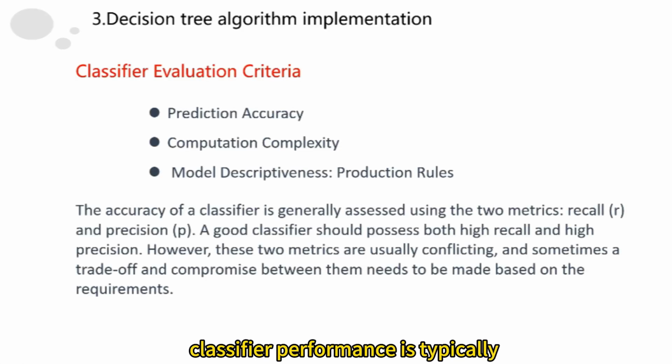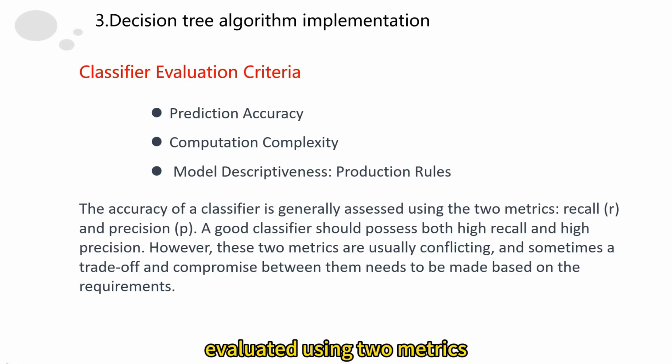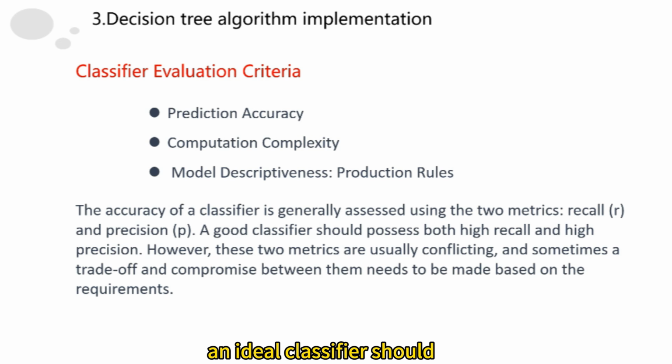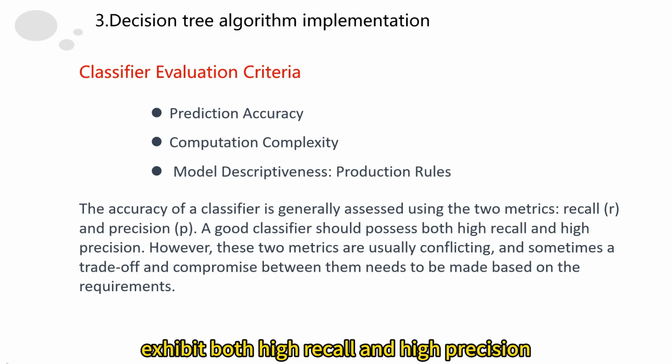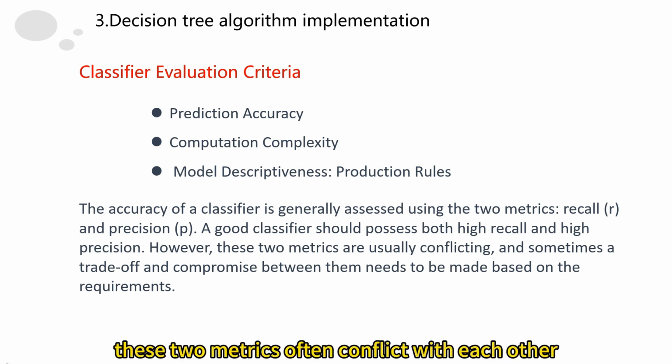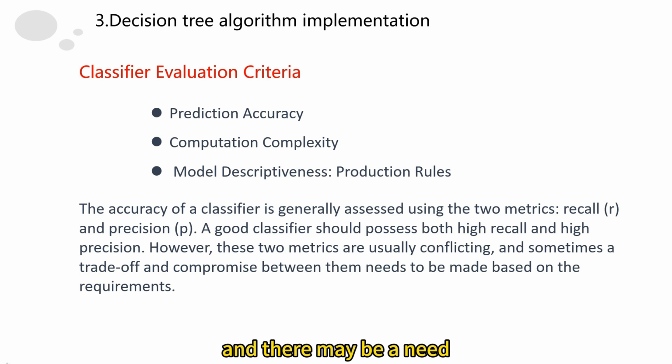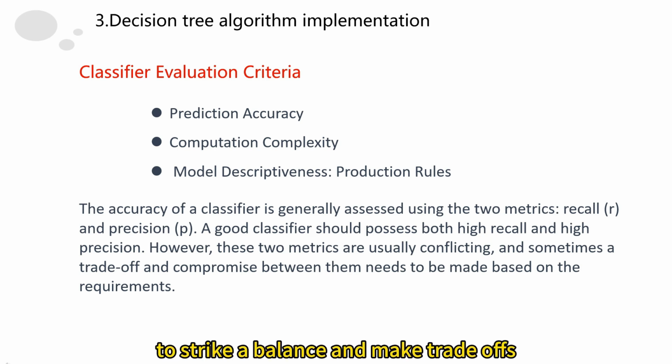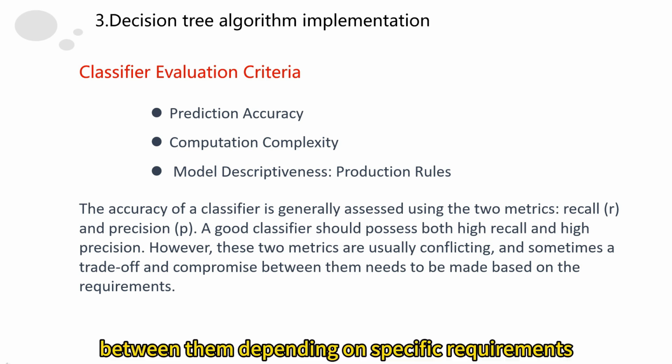Classifier performance is typically evaluated using two metrics: recall and precision. Ideal classifiers should exhibit both high recall and high precision. However, these two metrics often conflict with each other, and there may be a need to strike a balance and make trade-offs between them, depending on specific requirements.